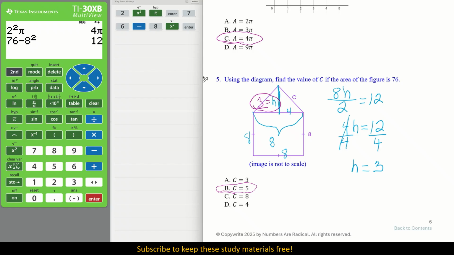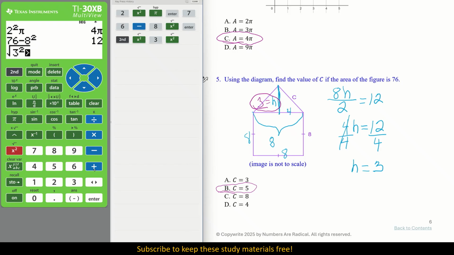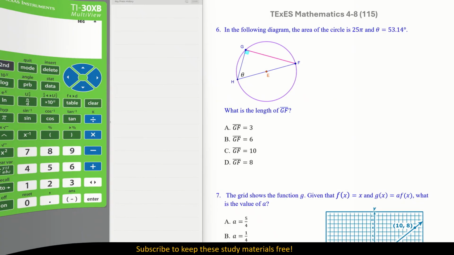Okay, so let me pop this in the calculator. So I need second radical. I'm trying to find C. And this is a very classic triangle. So 3 squared plus 4 squared equals 5 squared. So option B has been verified. Okay, let's go to number 6.